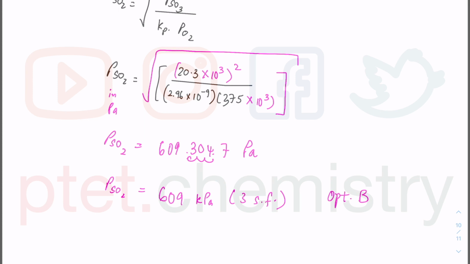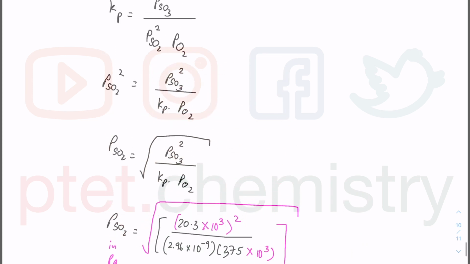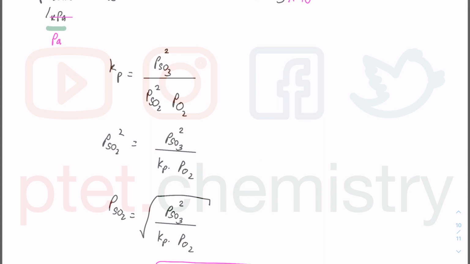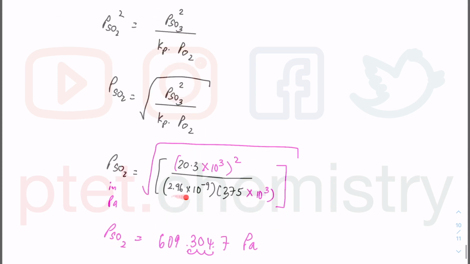To make sure that you can get to the correct answer, you can convert this to Pascal, which is 609,000, and then you put that into this expression here, and you should get Kp equal to whatever Kp value they give you in the question in Pascal minus 1. Okay, that's how you check your answer will be correct.